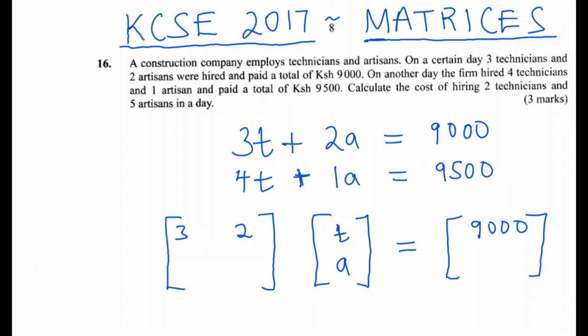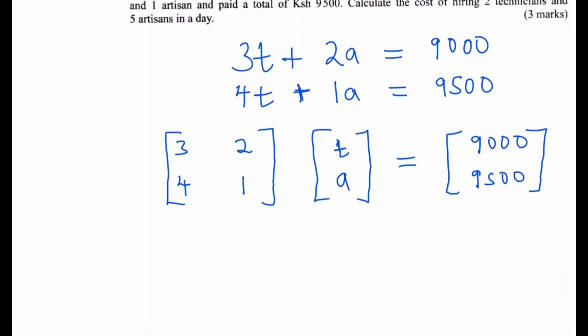And then in the second equation we can take 4T plus 1A. Remember again we're going rows times columns. So 4 times T plus 1 times A is equal to 9,500 shillings. So on the other side we are going to write 9,500 shillings.